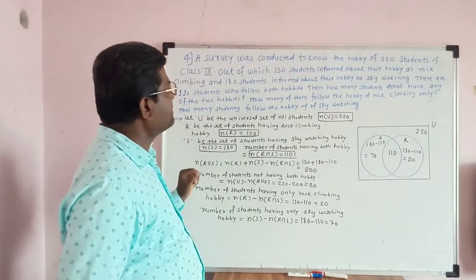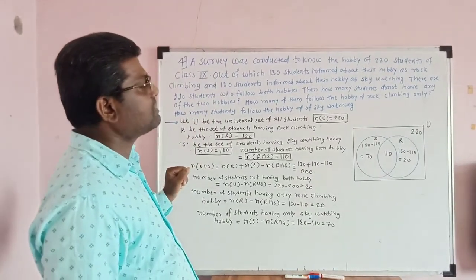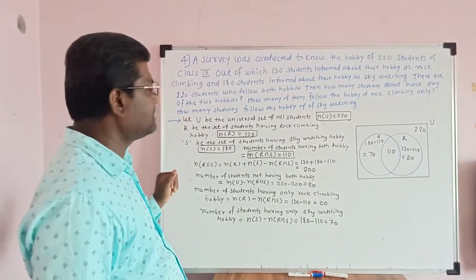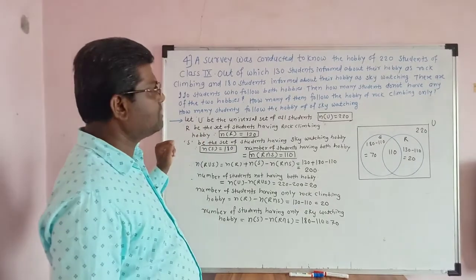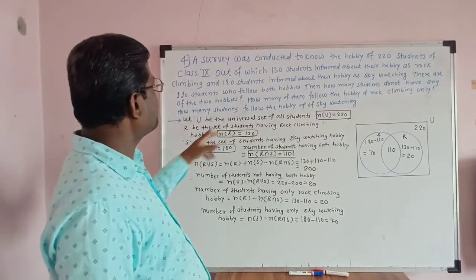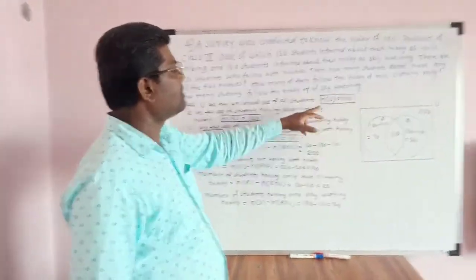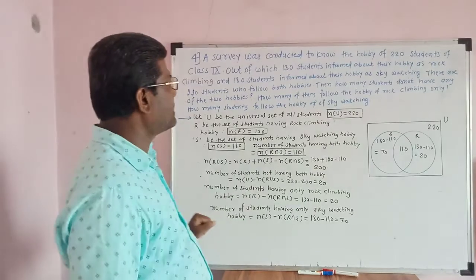There is a class 9, and in class 9 the total number of students is 220. Therefore let U be the universal set of students in class 9, all the students. Therefore n of U is equal to 220.